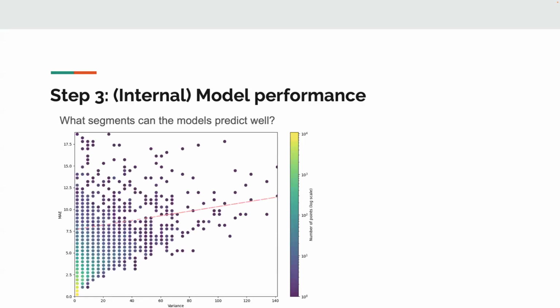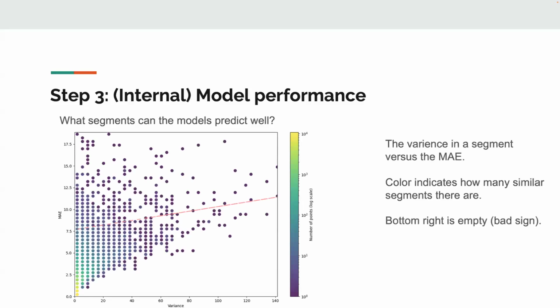So in this plot, on the x-axis, we see the variance of the section, and on the y-axis, we see the mean absolute error, and the color just indicates the density of the points. So yellow means here that there are many points there, and dark blue means that there are not so many points there.